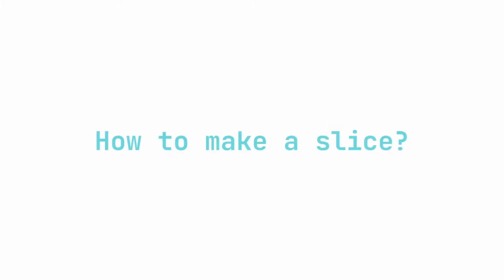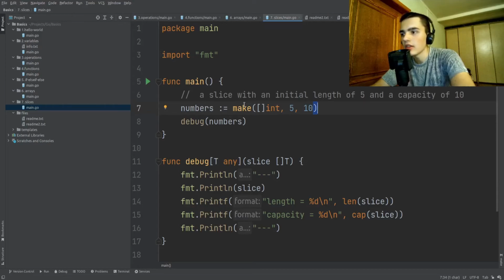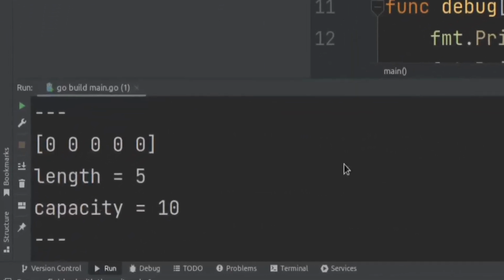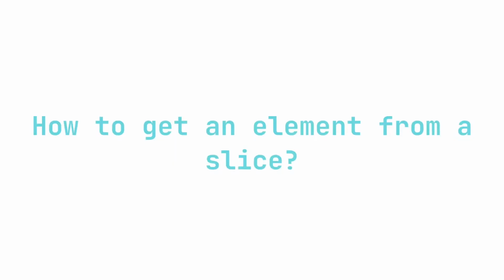How to make a slice? Let's say we need a slice of numbers with an initial length of 5 and a capacity of 10. To do this, we write numbers equals make([]int, 5, 10). This creates a slice with an initial length of 5 and a capacity of 10. We can see this in the console.